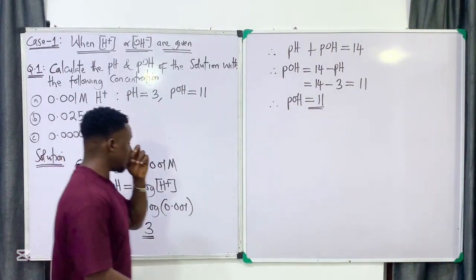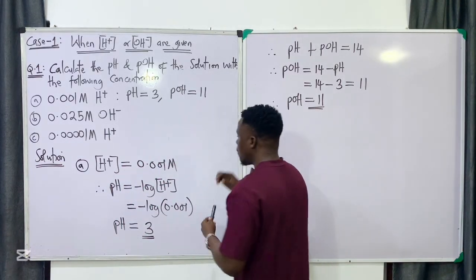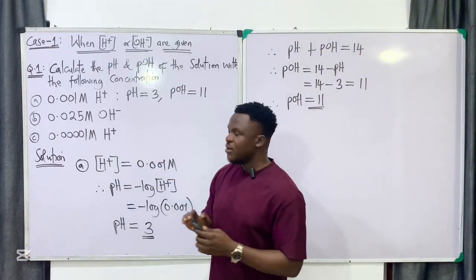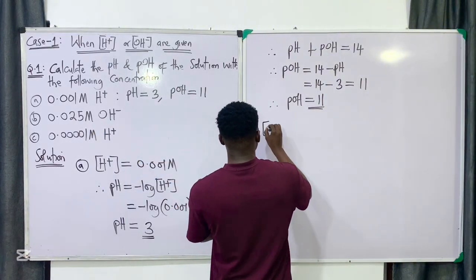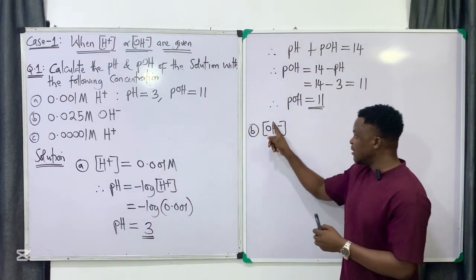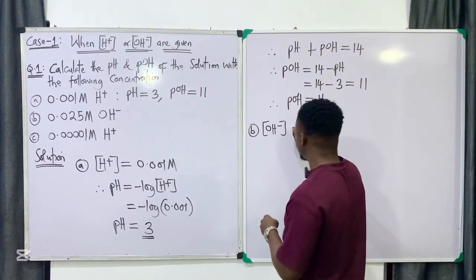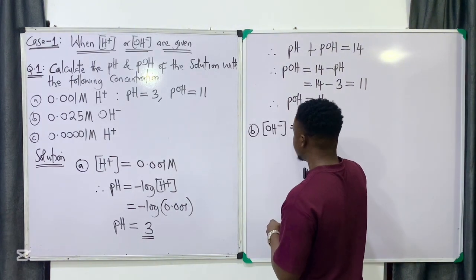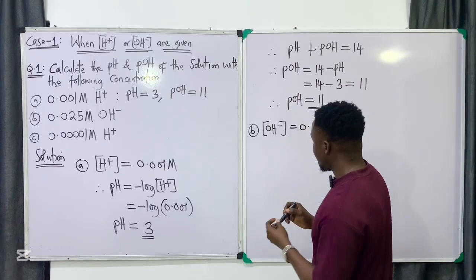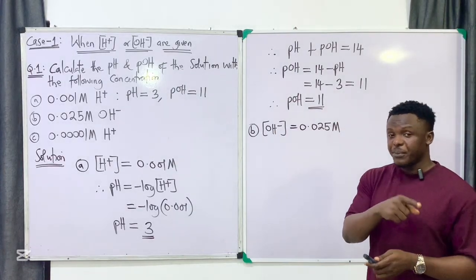Now let's look at the next one, B. What they gave us here is actually OH minus, not H plus. So I'll say the concentration of OH minus. Please notice that this square bracket stands for concentration. So this is going to be equal to 0.025 molar. Now since OH was given to me, what I'm going to solve first is pOH.